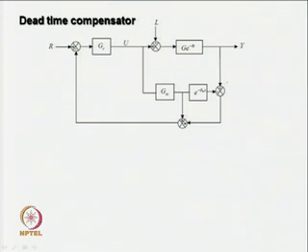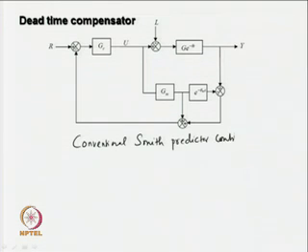This is the conventional Smith predictor control structure. How is it different from the single loop control system we have for controlling processes with small dead time? I can represent this in some equivalent form to make out the difference. Let me redraw the conventional Smith predictor controller structure.